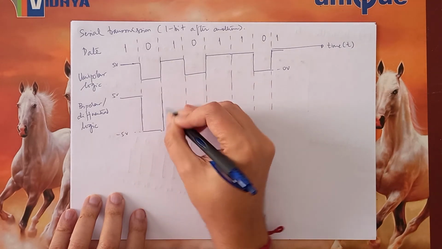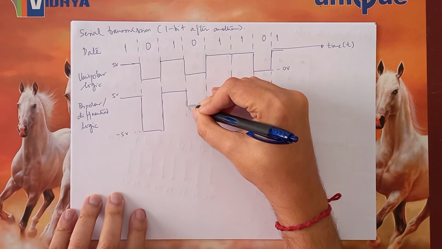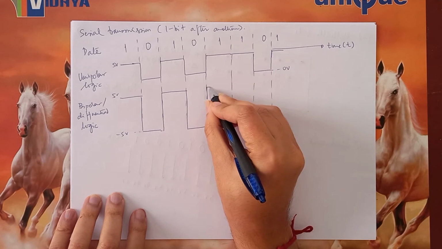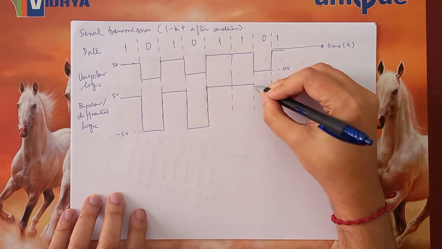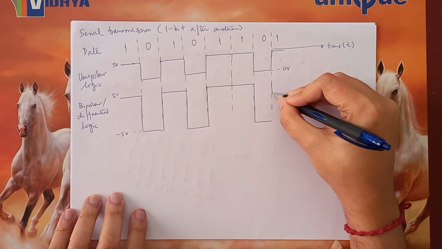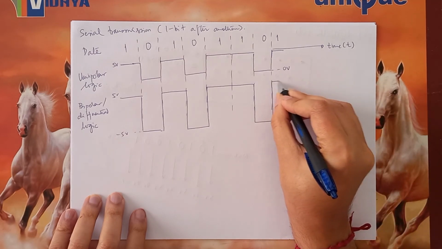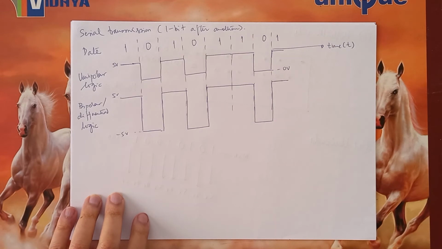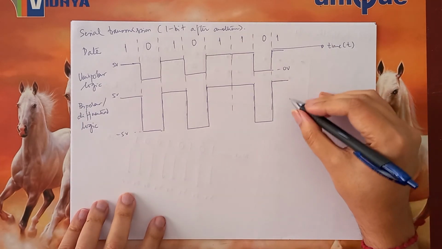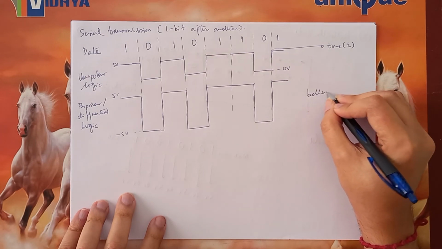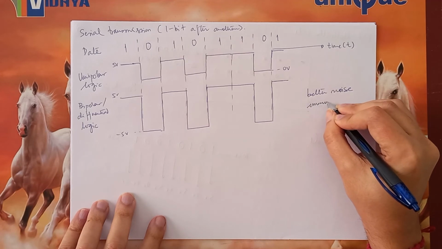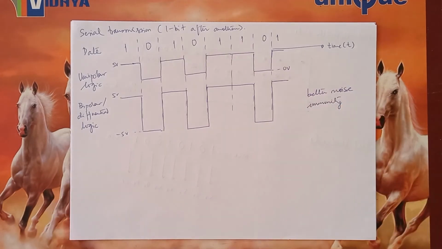So again, we will have 1, then minus 5, then plus 5 for 2 consecutive time durations, then minus 5, and once again at the end we will have a plus 5. So the differential logic is often used because it has better noise immunity.